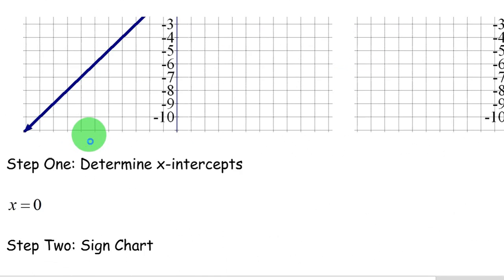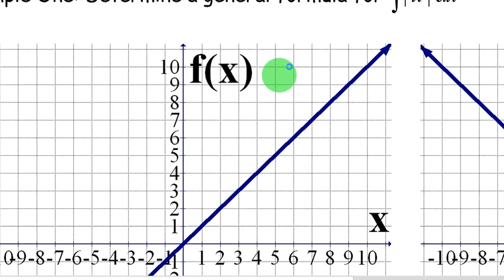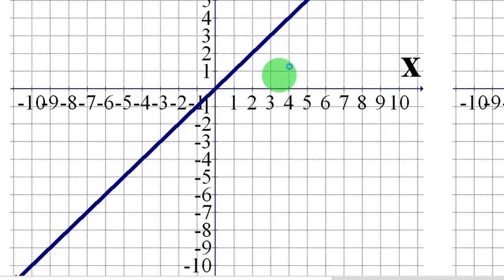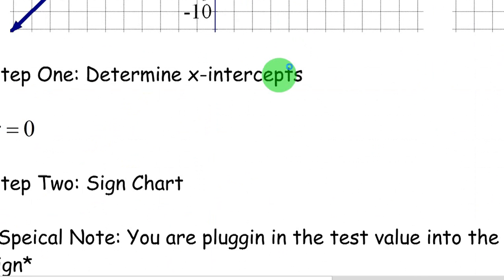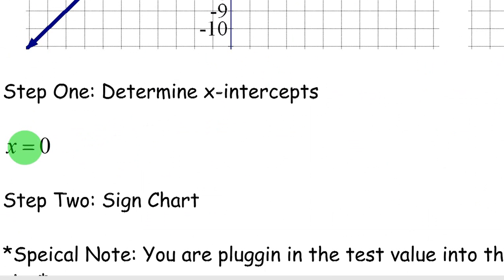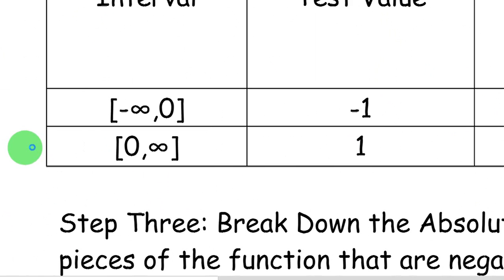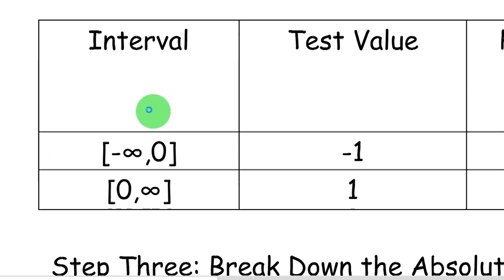What I'm talking about is that when you do your sign chart, you're just plugging into, in this case, x, not the absolute value bars. That's because we're looking at the parent function, without the absolute value bars. So we're talking about this function right here, where it's just x, not the absolute value of x. Let's take a look. We only have 2 intervals, and that's based on our x-intercept of x equals 0. The first interval is from negative infinity to 0, and the second interval is from 0 to infinity.